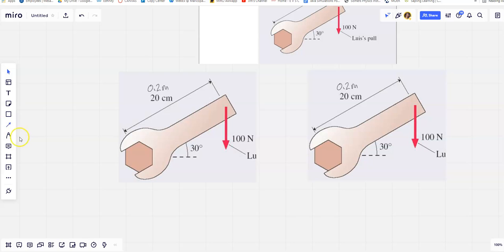So we know this force is attached 0.2 meters away from the pivot point, which is this nut right here. And since it's tilted at 30 degrees, we're probably going to have to do some triangles. Okay, so let's do this. Let's figure out this distance here.